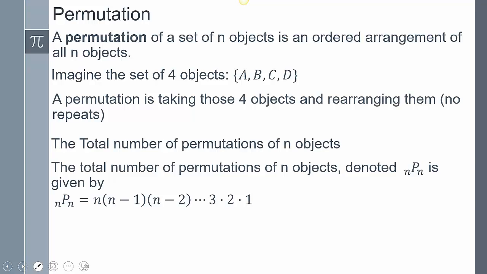Now, a permutation of a set of n objects is an ordered arrangement of all those n objects. So imagine the set of these 4 objects, A, B, C, and D. A permutation is taking those 4 objects and rearranging them without repeating. Now, the total number of permutations of these n objects is defined by this definition here, nPn. And so n times n minus 1 times n minus 2, all the way down until you get 1.